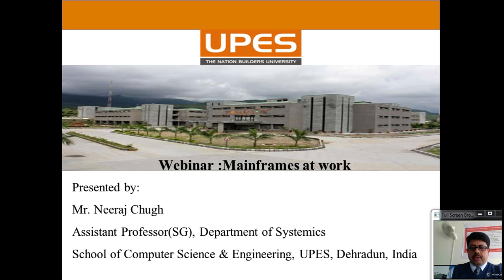In School of Computer Science and Engineering, there are 5 departments. I am in Mainframe Vertical, which is under the Department of Systemics.